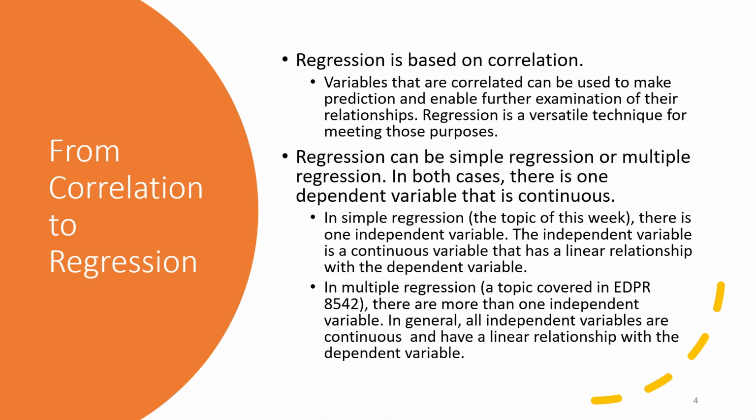Second, regression can be simple linear regression or multiple linear regression. In both cases, there is one dependent variable that is measured on an interval or ratio scale. Simple regression is the focus of this video, in which there is only one independent variable. This independent variable is also a quantitative variable, and it has a linear relationship with the dependent variable. If there is more than one independent variable, we need to run multiple linear regression. Multiple regression is not within the scope of this course and will be discussed in more advanced statistical classes.